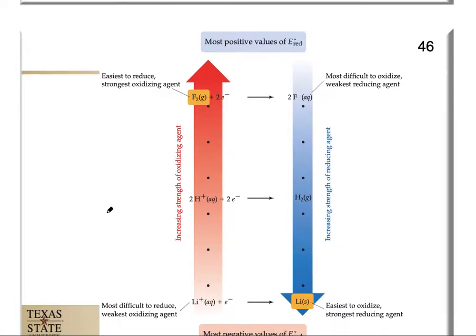From the same table, this is indicating the same table that we had at the top. Remember that the fluorine was at the very top. We said that that one was the easiest one to reduce. It is therefore the strongest oxidizing agent. On the other hand, on the bottom, we had the reaction for lithium. But the product, the lithium, is going to be the easiest one to oxidize and is therefore the strongest reducing agent.